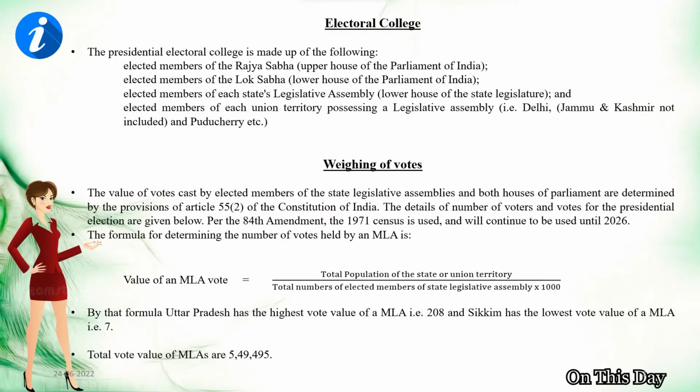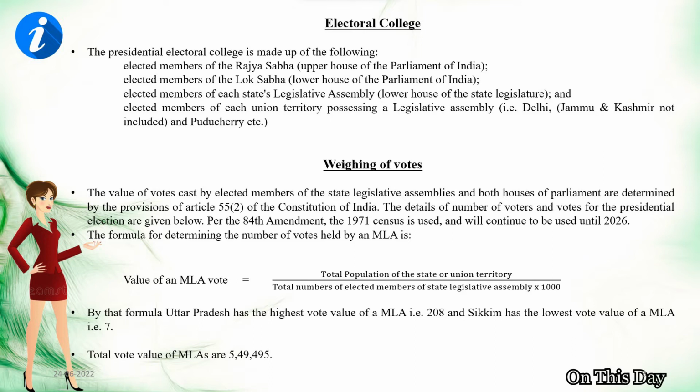Electoral College. The Presidential Electoral College is made up of the following: elected members of the Rajya Sabha, Upper House of the Parliament of India; elected members of the Lok Sabha, Lower House of the Parliament of India; elected members of each state's legislative assembly, Lower House of the state legislature; and elected members of each union territory possessing a legislative assembly, i.e. Delhi, Jammu and Kashmir not included, and Puducherry, etc.